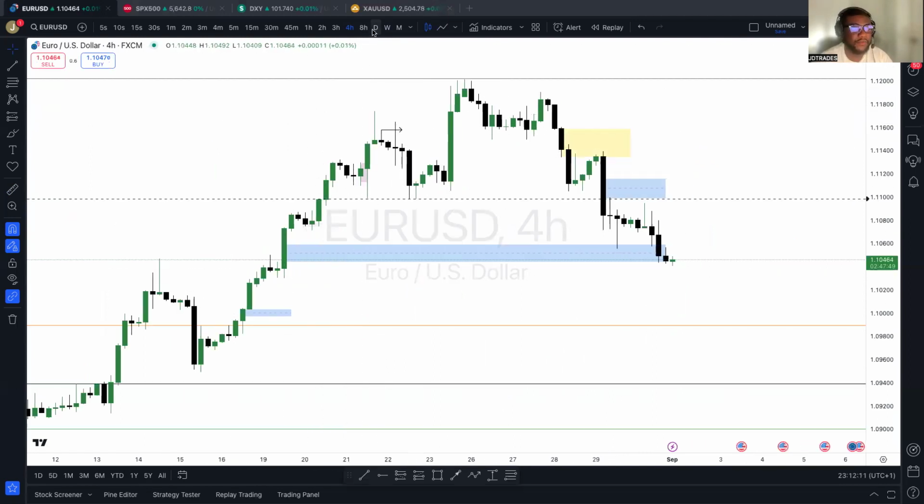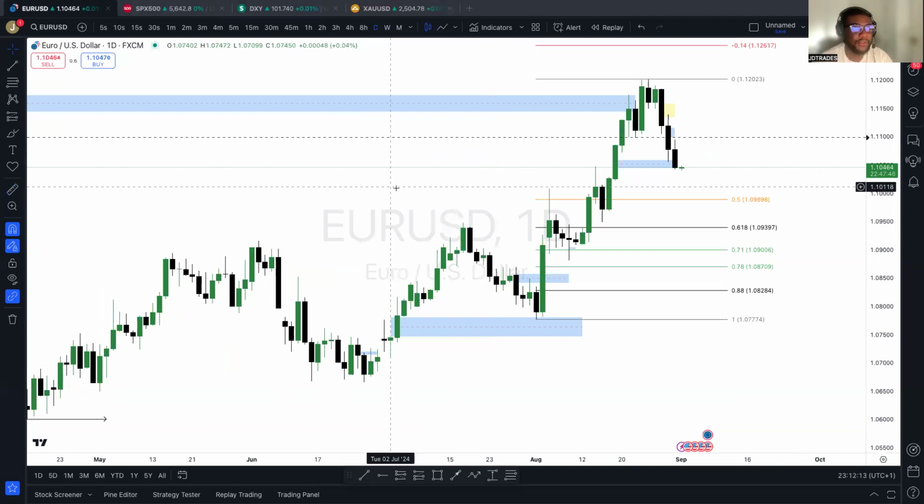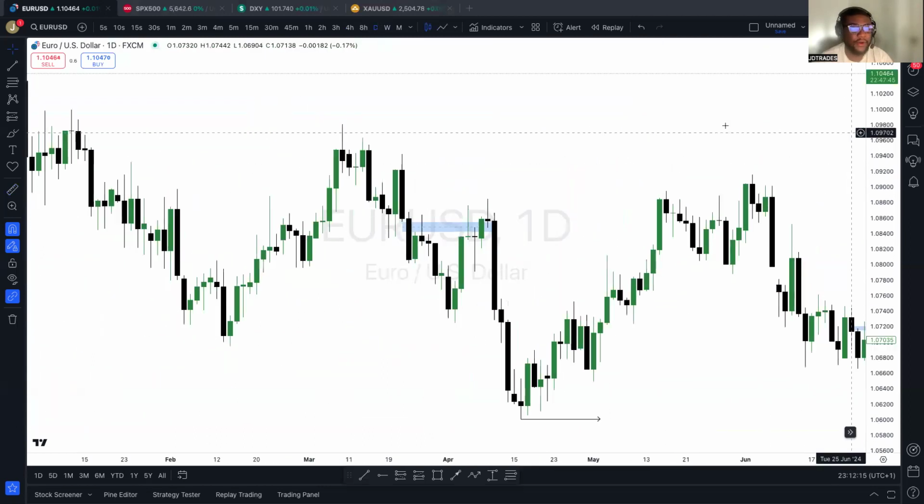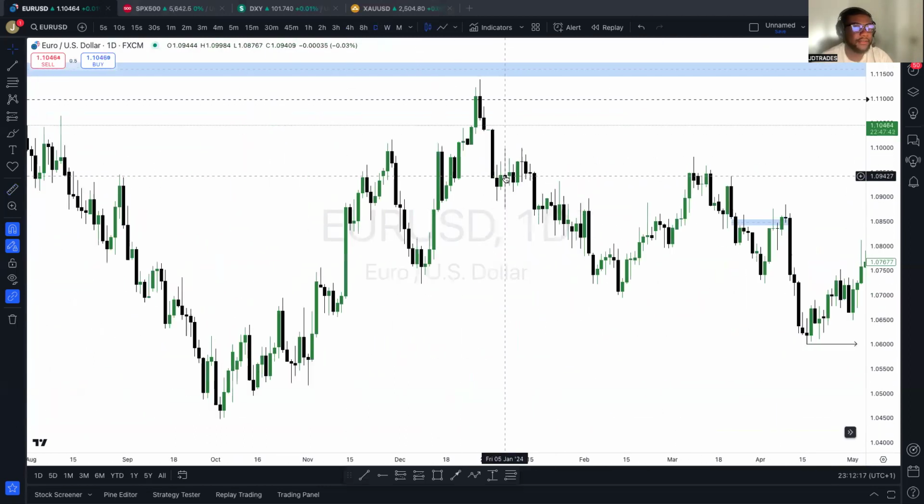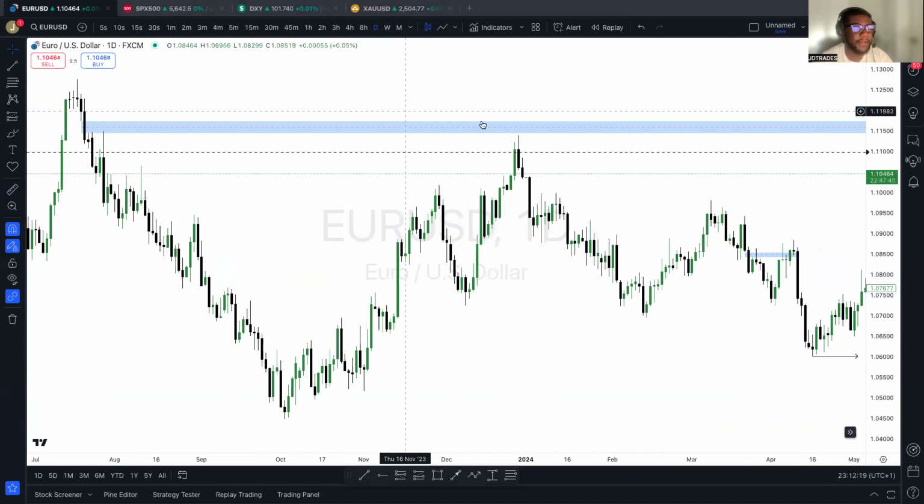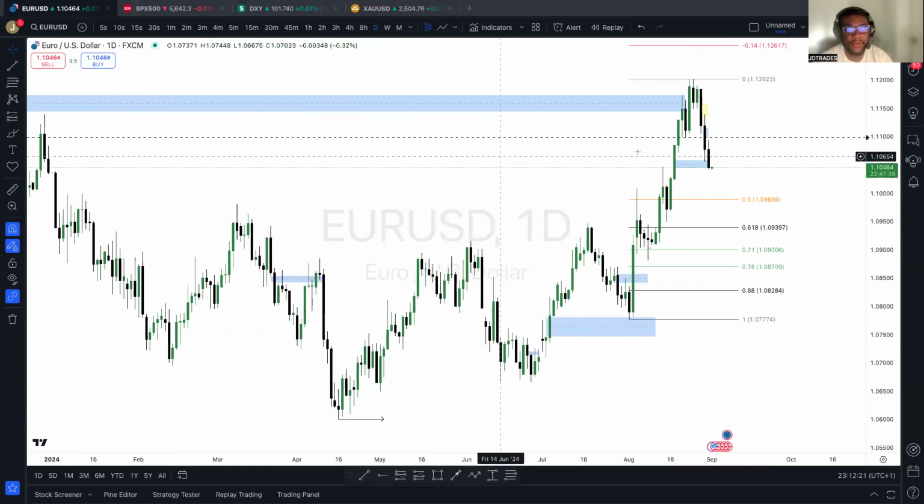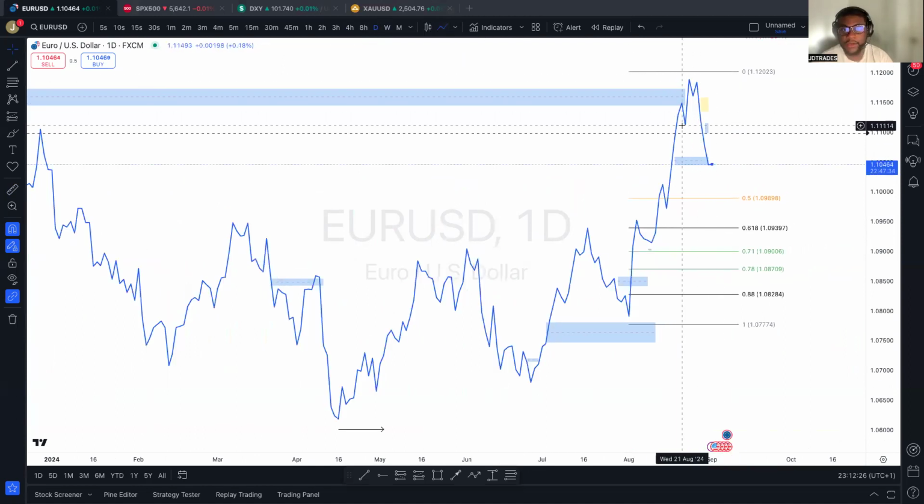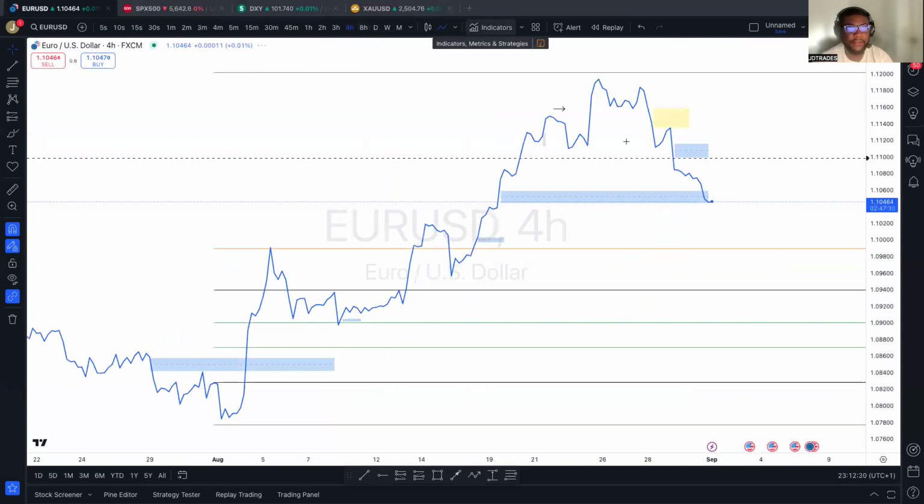In terms of EU, we've had a very nice move to the downside. We've held inside of this, let me just zoom out, this daily imbalance here. We've started to reverse and turn around inside that level. We've also had the break of structure on the daily time frame beneath this low here. Of course, this area will be more significant on the 4 hour, as you can see there.